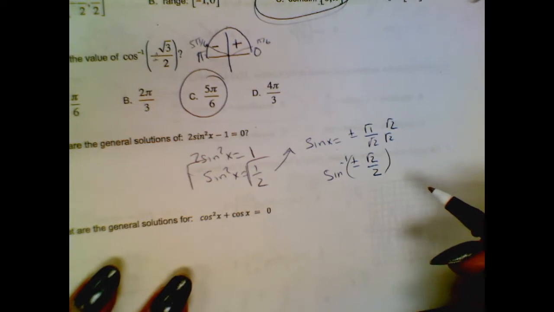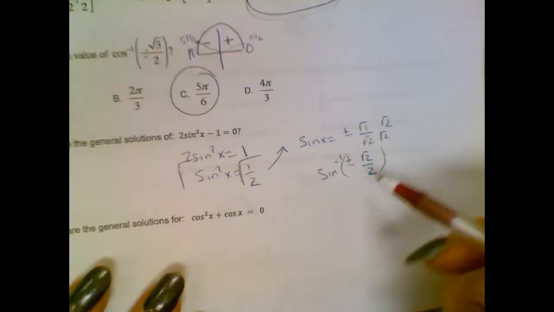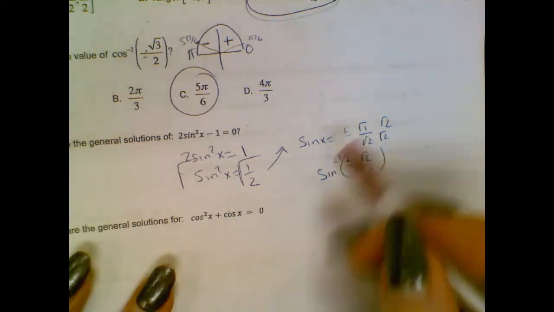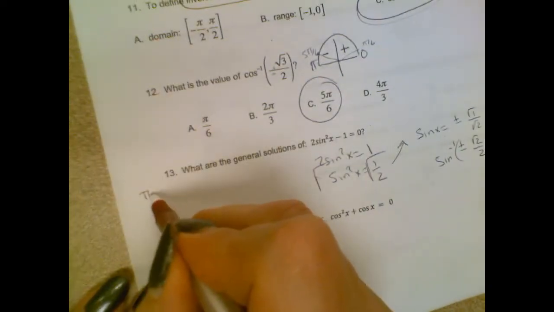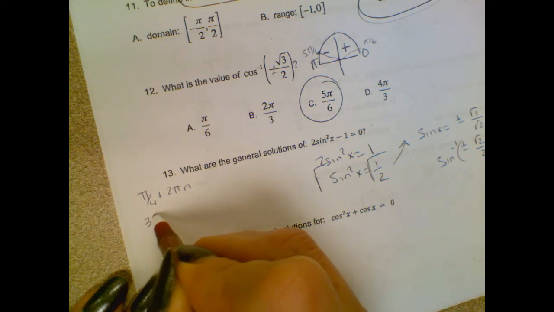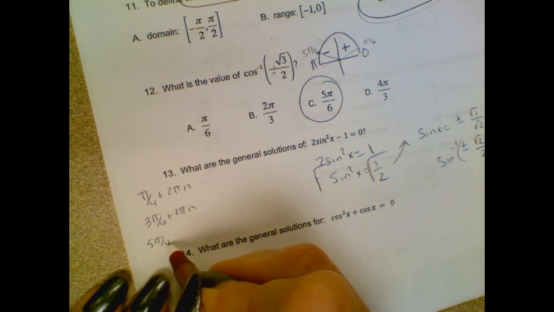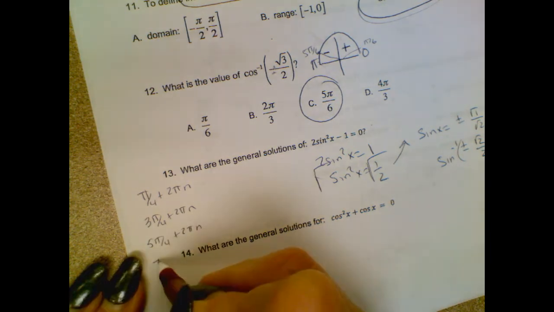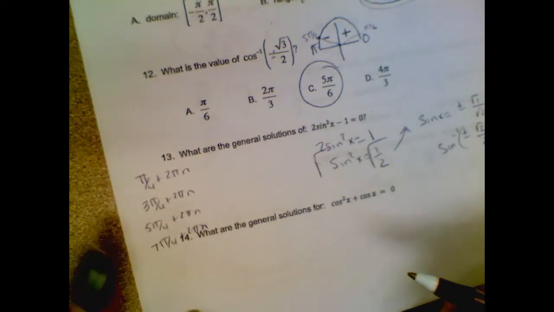What angles, it says general solutions, have a sine value of radical 2 over 2? It's all the 45s, all the way around. First quadrant, second quadrant, third quadrant, fourth quadrant. So one way, the long way to do it, is to say pi over 4 plus 2 pi n, 3 pi over 4 plus 2 pi n, 5 pi over 4 plus 2 pi n, 7 pi over 4 plus 2 pi n. So that's one way. That's a long way.